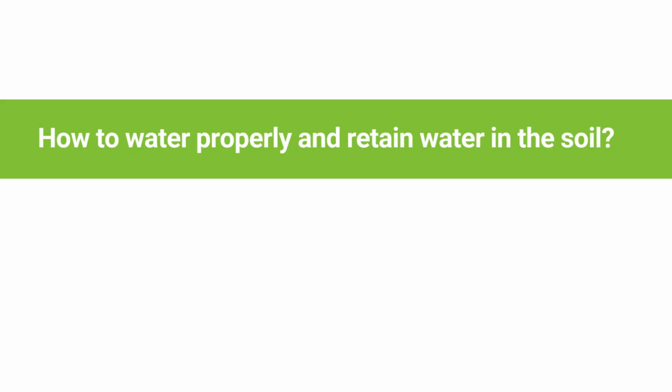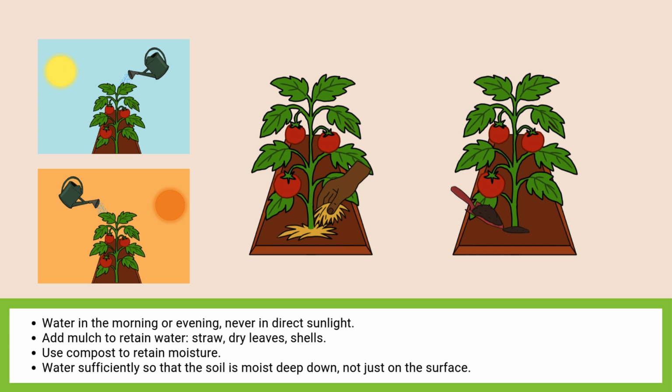How to water properly and retain water in the soil? Water in the morning or evening, never in direct sunlight. Add mulch to retain water: straw, dry leaves, shells. Use compost to retain moisture. Water sufficiently so that the soil is moist deep down, not just on the surface.